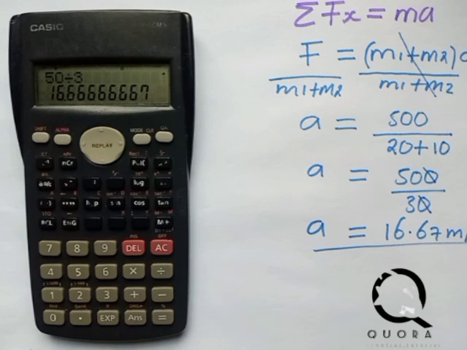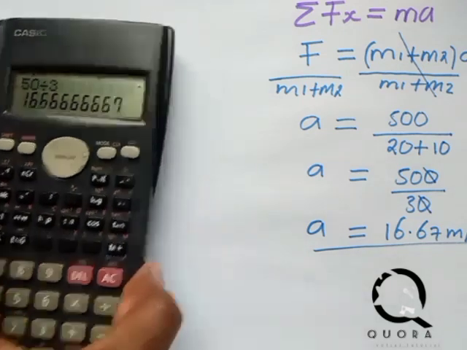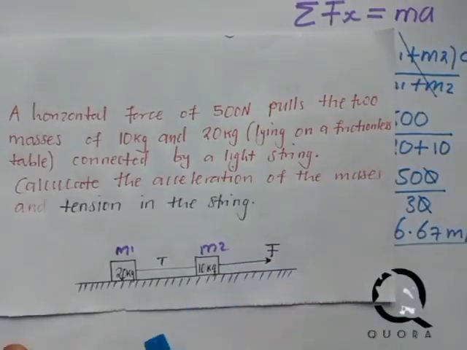Remember, tension acts as an internal force. So the moment you apply the force to one object, the two objects are going to be moving with the same acceleration. Why? Because they're connected by a certain force as the internal force in between.